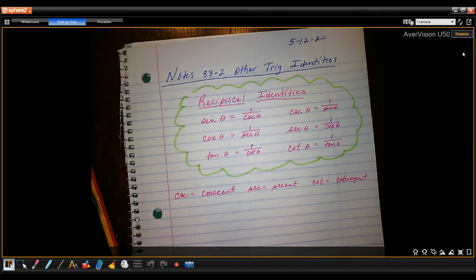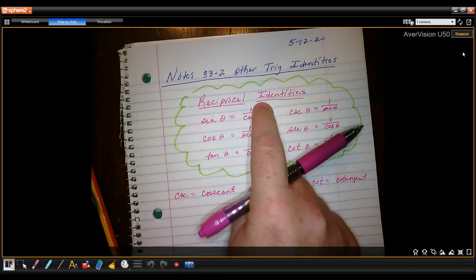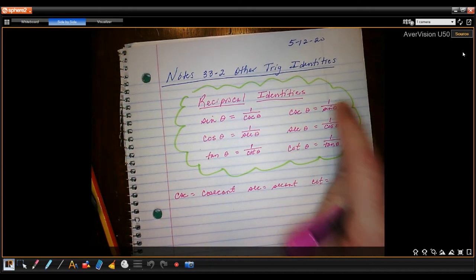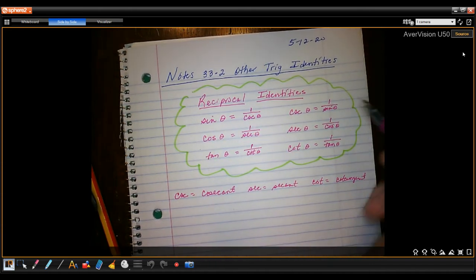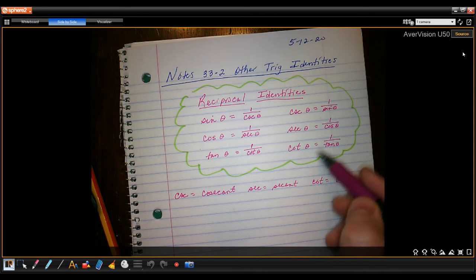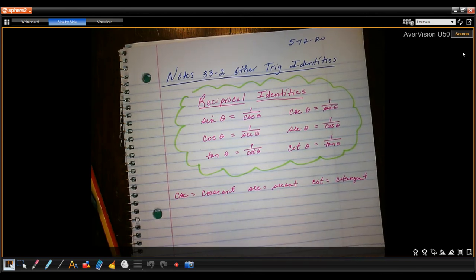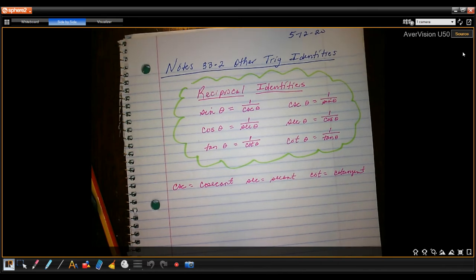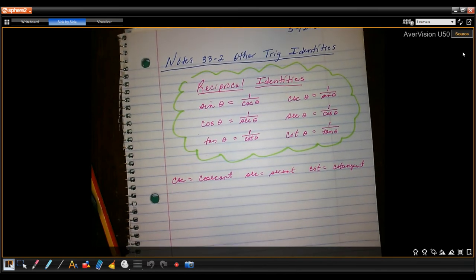The reciprocal of sine is 1 over cosecant, or you can say cosecant is equivalent to 1 over sine. And secant is equivalent to 1 over cosine, cotangent is equivalent to 1 over tangent. So these are reciprocal identities, which I hope I review, but I'm not sure. Be sure you write those down. Okay, so there's 6 identities right there. Let's keep going.